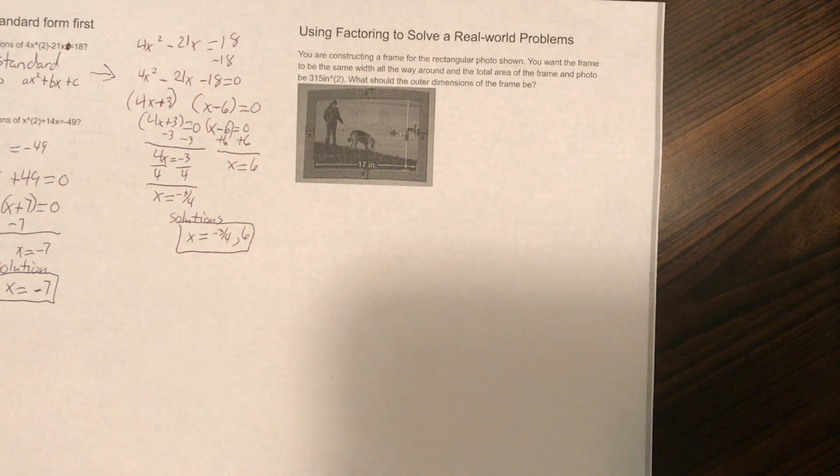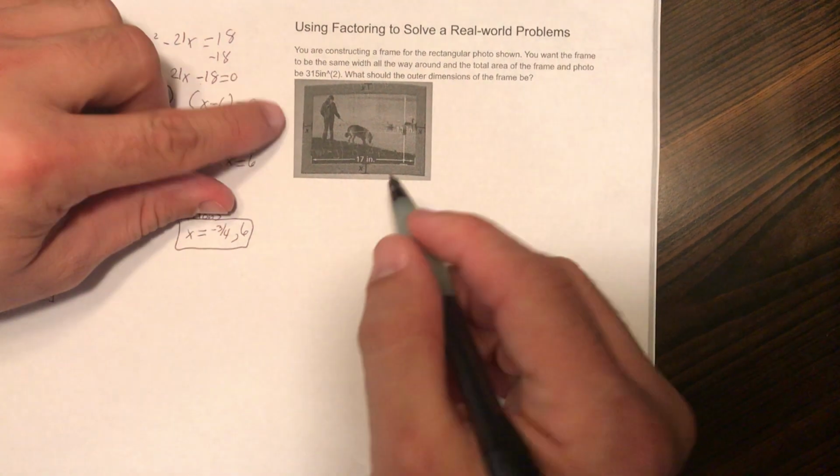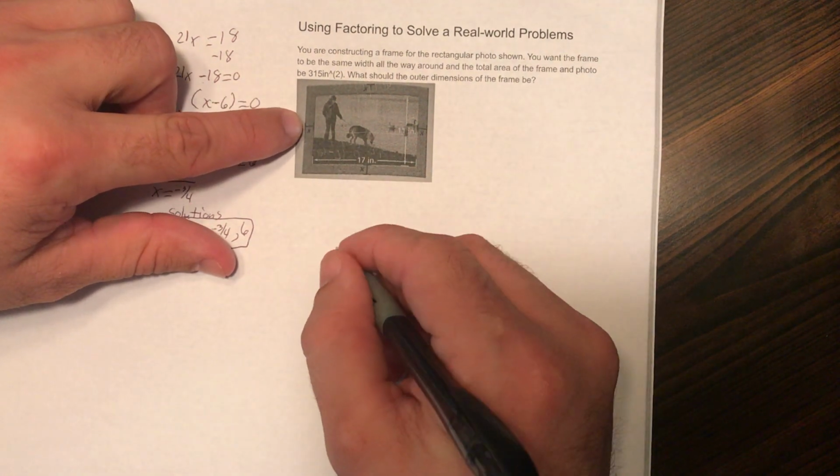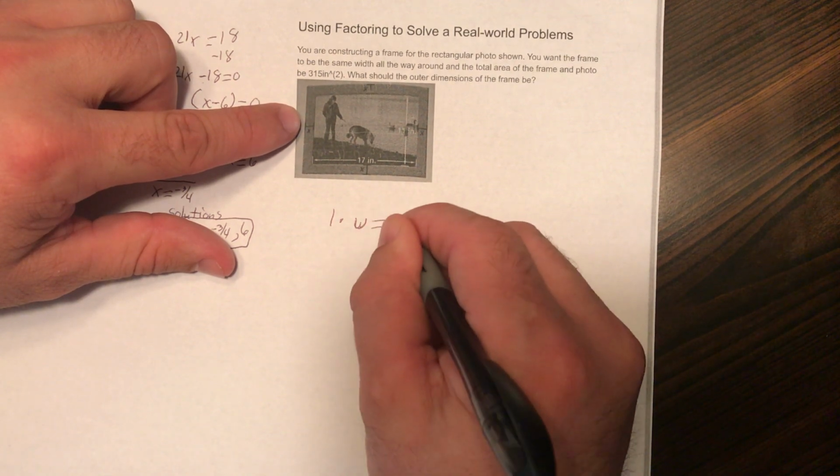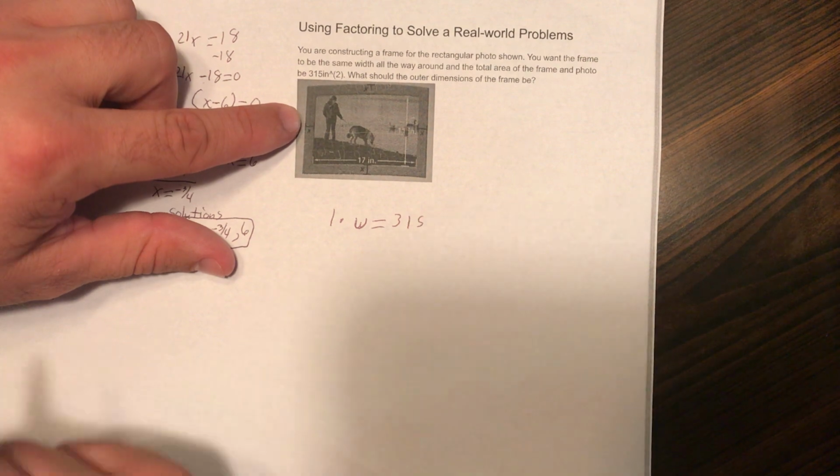And we're getting there. You are constructing a frame for a regular photo shown. You want the frame to be the same width all the way around, and the same total area of the frame of the photo is what should be the dimensions of your frame. Okay, so the frame is always going to stay the same. So if it's 1 inch thick, it's going to be 1 inch thick. So really, to find the area, you got to take length times width, right? And our area just happens to equal 315.